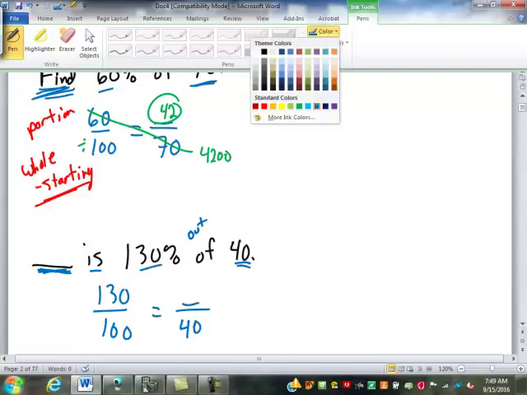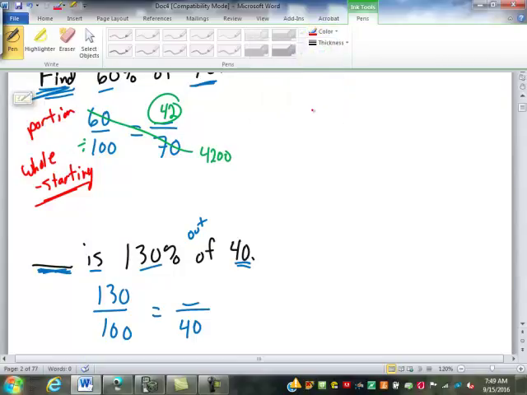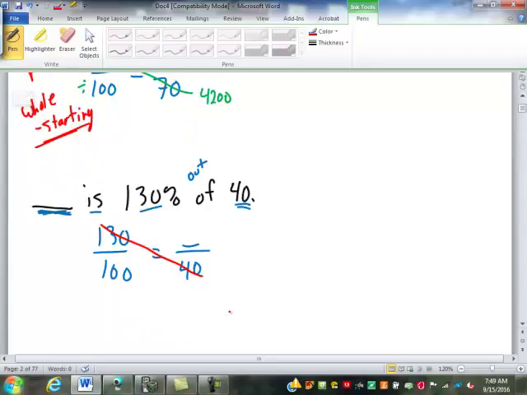Now this is more than 100%, and we know that more than 100% is more than 1, right? So the piece we're looking at is actually bigger than the whole thing, bigger than our starting amount. So we cross multiply 130 times 40, it's 5,200, divided by 100 is 52. So 52 is 130% of 40. Any questions so far?